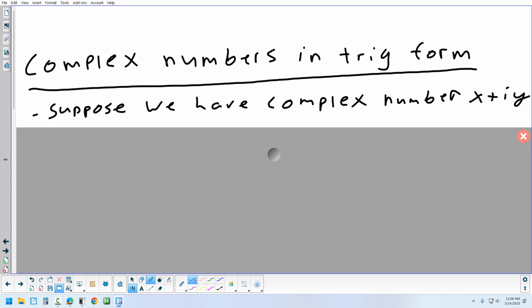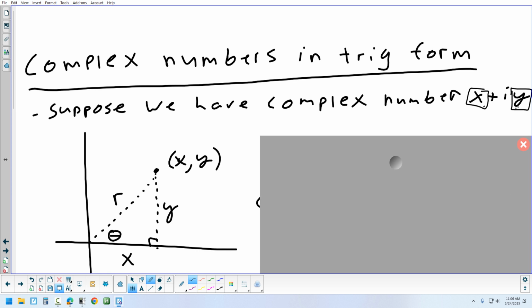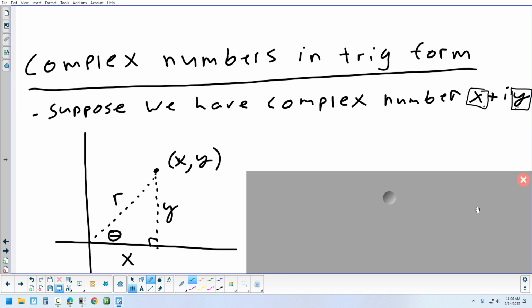Okay. When you write a complex number this way, what form did I say this was called? This is standard form. In standard form, you are allowed to use an X and a Y. In trig form, you are not. So what I have boxes around, those two things need to go away. We need a different way of writing X and Y. And that's where this diagram is going to help us.